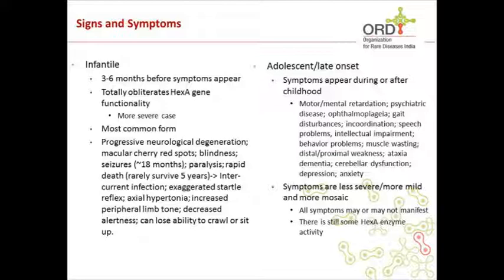Late onset Tay Sachs disease affects similar organ systems as infantile Tay Sachs, but is more mosaic and tends to be significantly less severe. Patients don't always present with the same set of symptoms. For example, there can be disruptions to the gait, balance, and coordination of a patient, but there can also be speech problems, intellectual impairment, and behavior problems. Occasionally, there will also be signs of psychiatric disease. Patients with late onset Tay Sachs can have near normal life expectancies.